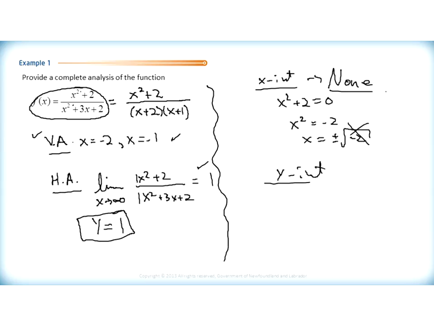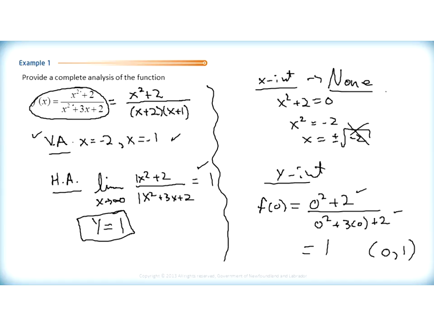Alrighty, let's look for a y-intercept. To get our y-intercept here, what we have to do again is evaluate f of 0. If x is equal to 0, we're going to have 0 squared plus 2 divided by 0 squared plus 3 times 0, and again plus 2. So we're just checking these last two numbers as always. 2 over 2 is 1, so our y-intercept is at (0, 1). Full analysis: no x-intercepts, y-intercept is (0, 1), horizontal asymptote at y equals 1, and two vertical asymptotes at x equals -2 and x equals -1.